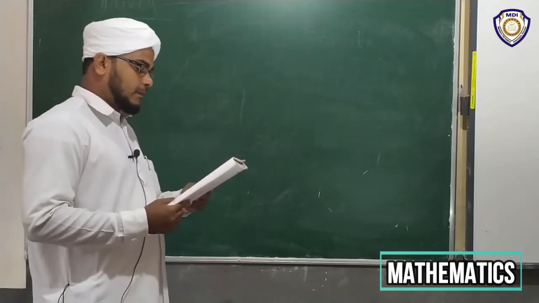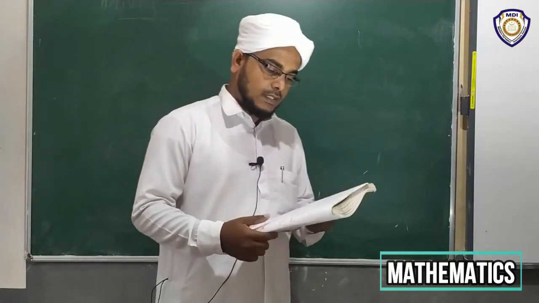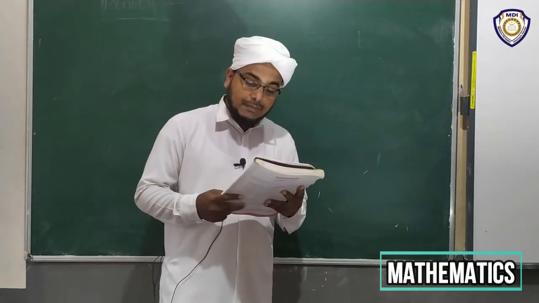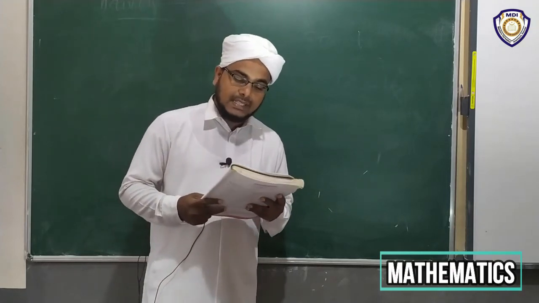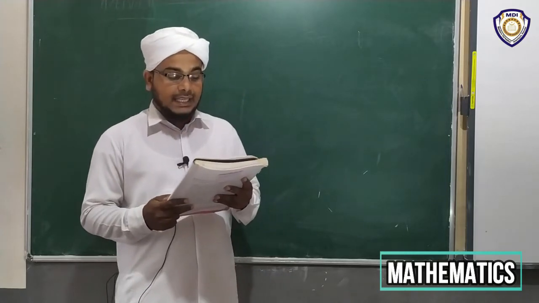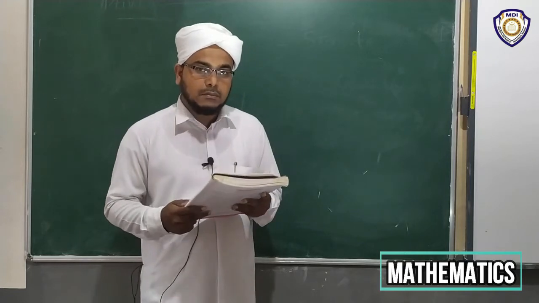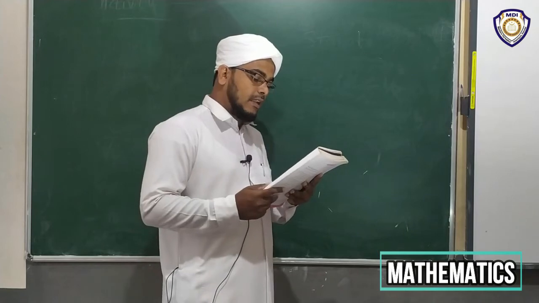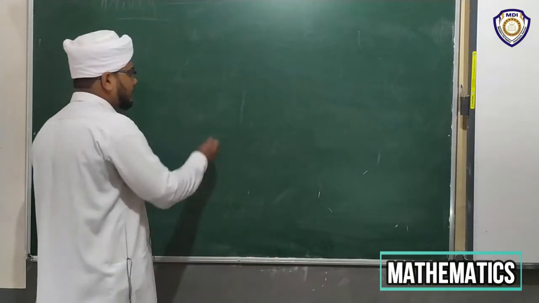Then the second rule. Please listen here. When both numbers have the same number of digits, compare the digits in the leftmost place. Leftmost places. The digit with a larger place value. Okay? Yes.